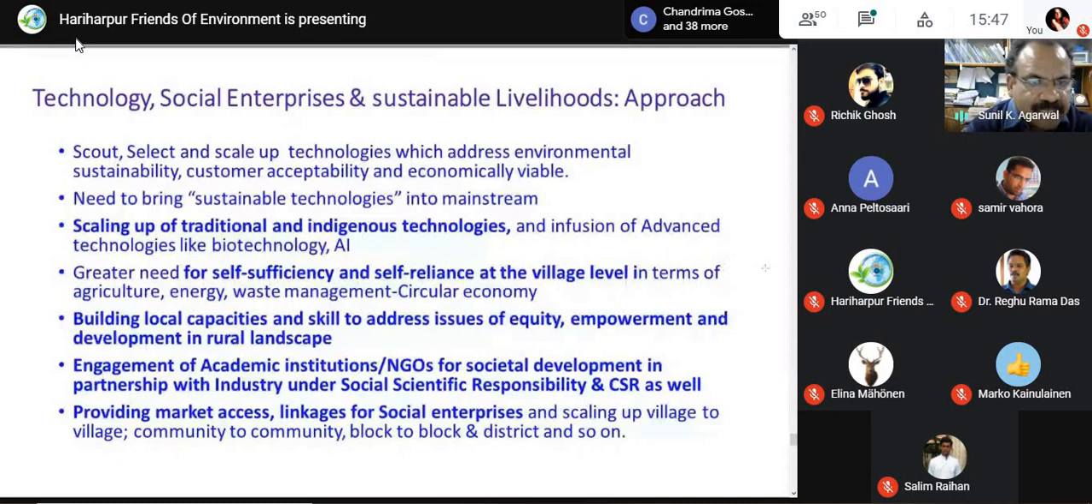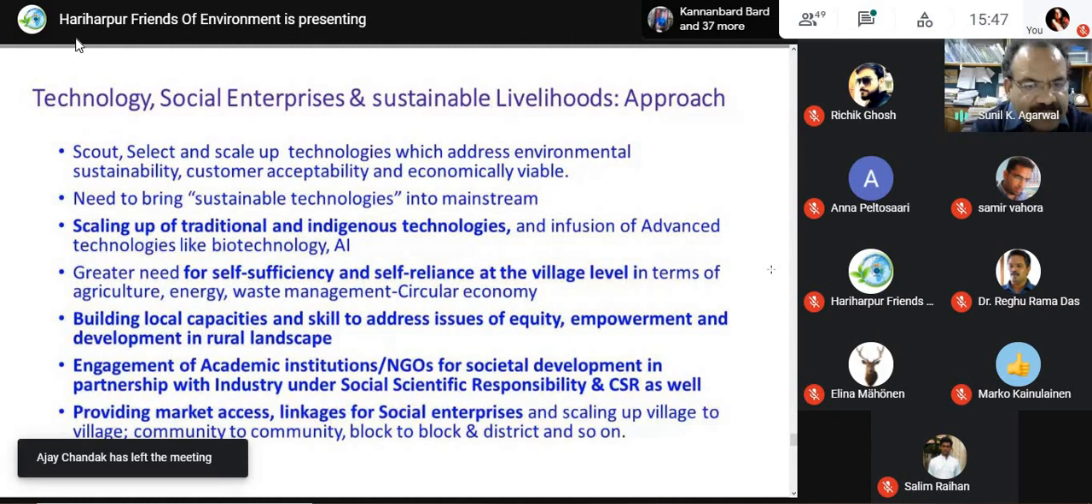So when we talk about the enterprises, because if we are looking for sustainable livelihood, we also look for sustainable technologies. That's what we are emphasizing at the country level in the next science and technology innovation policies. We are looking for sustainable technologies in the mainstream. And of course, focus should continue on the scaling of traditional indigenous technologies. And we look for self-sufficiency and self-reliance at the village level by building the local capacities and skills to address the issues of equity, empowerment, and development in rural landscapes.